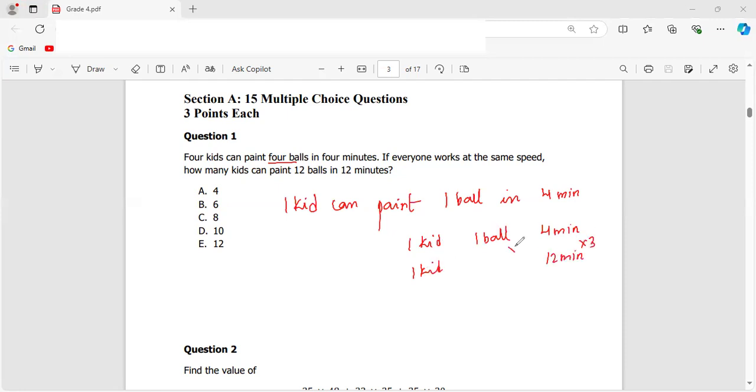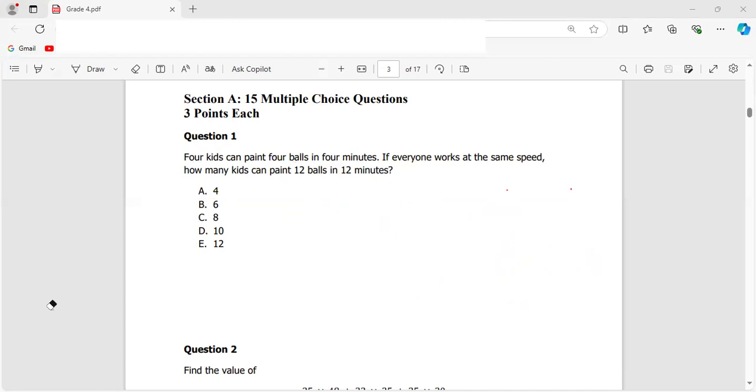This is into 3. So he can paint 3 balls in 12 minutes and we need to paint 12 balls. So you do into 4. So 12 balls and you do into 4. So you need 4 kids to paint 12 balls in 12 minutes. So the answer is option A, which is 4. Let's move to the second question.